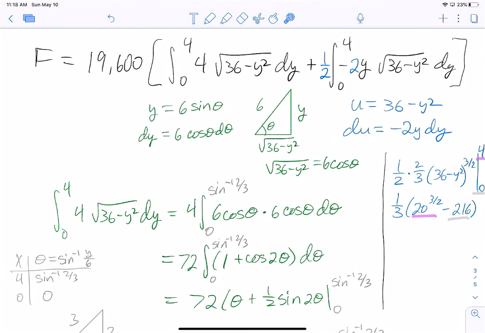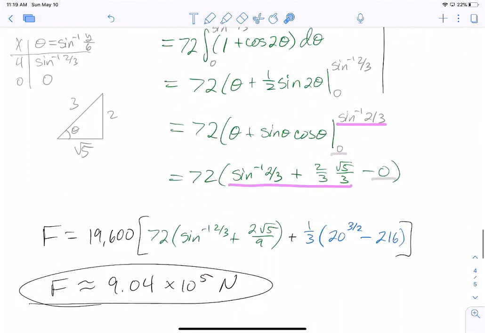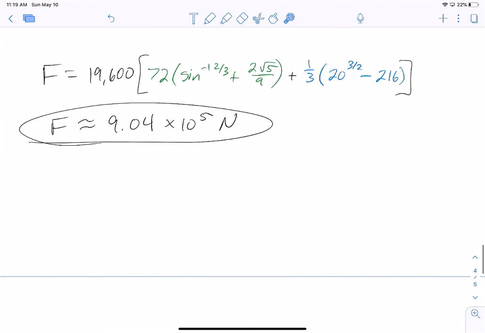The integral of the radical is really going to give us 36 minus y squared to the 3 halves, dividing by the new exponent 2/3. Since we already had a 1/2, that coefficient becomes 1/3. Evaluating from 0 to 4, if I put 4 in place of y, we have 36 minus 16. The exponent is 3 halves, so we have 20 to the 3 halves. Putting 0 in place of y gives me 36 to the 3 halves. The square root is 6, the cube is 216. And so after all of that, our force is equal to 19,600.